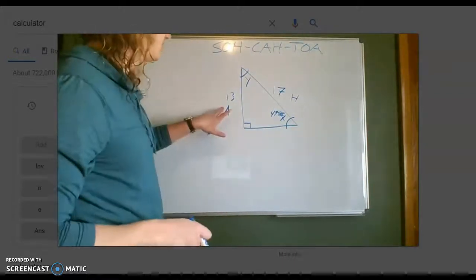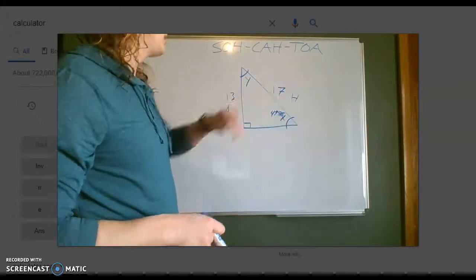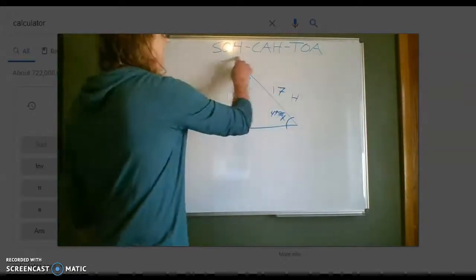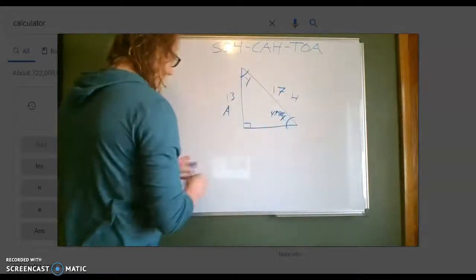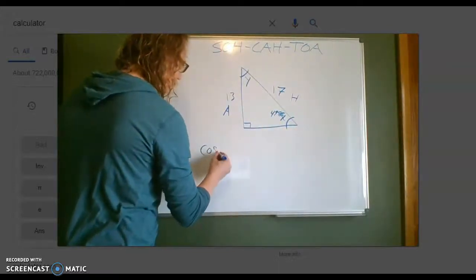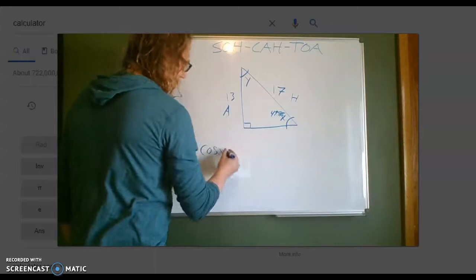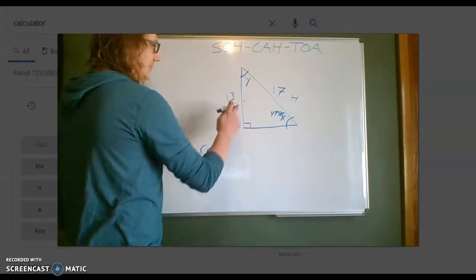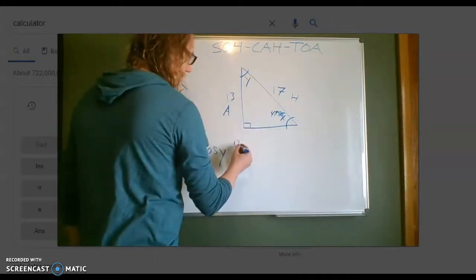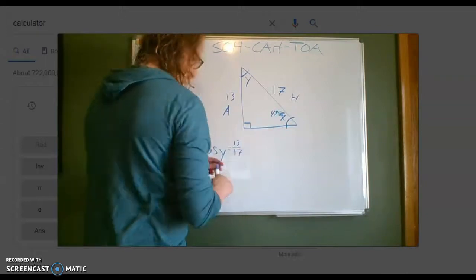So I've got my adjacent and my hypotenuse. I need an A and an H. Where's the AH? Cosine. So cosine of that angle, in this case y, equals my adjacent over my hypotenuse. So it's still 13 over 17.